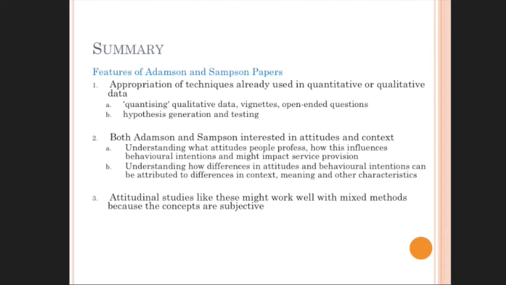What I thought was most interesting about both papers is that they're talking about attitudes and context. They're not talking about demographic information, they're not talking about experiences particularly. They're interested in the attitudes people are professing, how that influences what they think they might do, and how that might influence service provision. And these attitudinal studies, I thought, might work better with mixed methods because the concepts are subjective, that's partly written into how they think about the concepts, whereas there may be other types of data that we don't think would mesh as well in both types of method. And again, that's open for discussion, what people think of that.